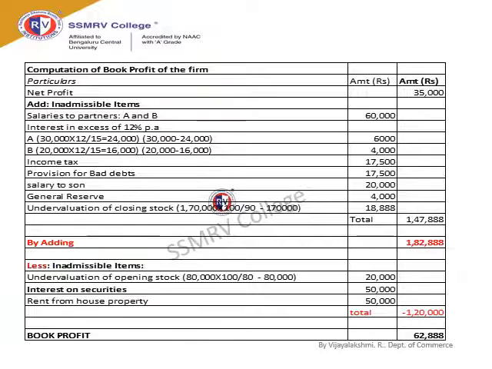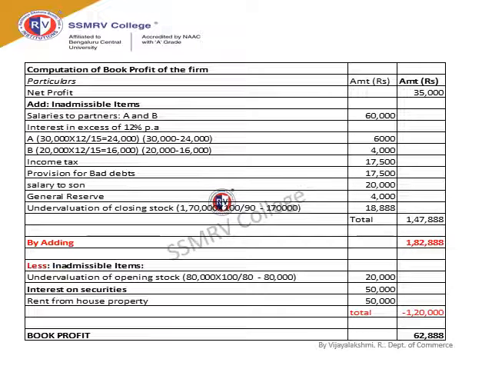So net profit will be added with these items. Totally we are going to get 1,82,888, from which we are going to deduct the inadmissible items. In inadmissible items we have undervaluation of opening stock, interest on securities received, rent from house property received. These are the income received. So undervaluation of opening stock.